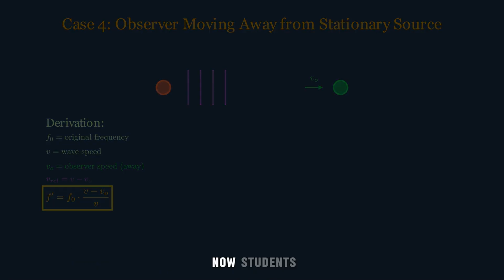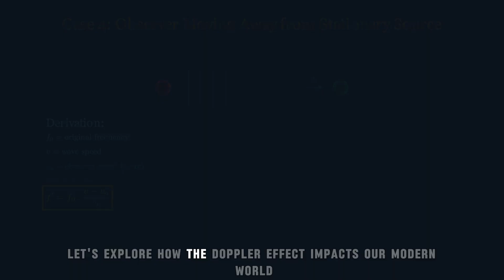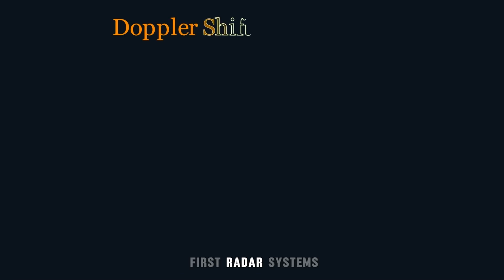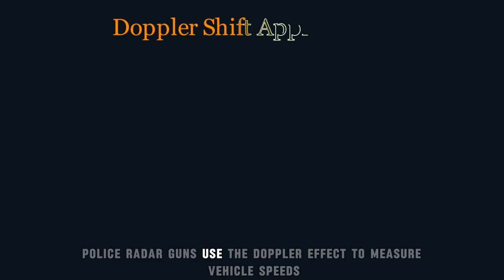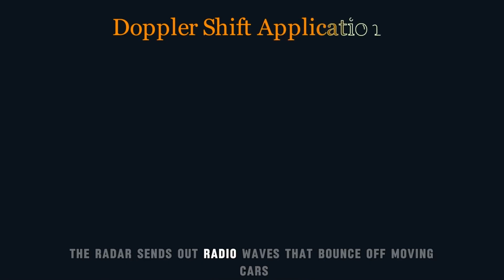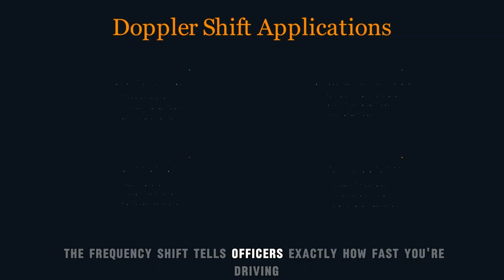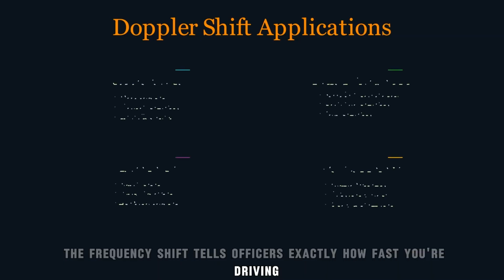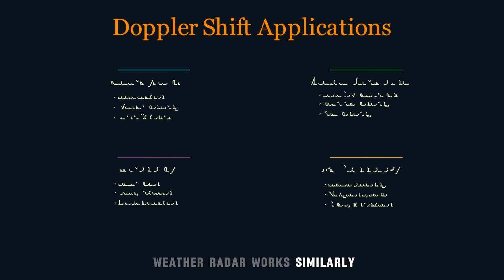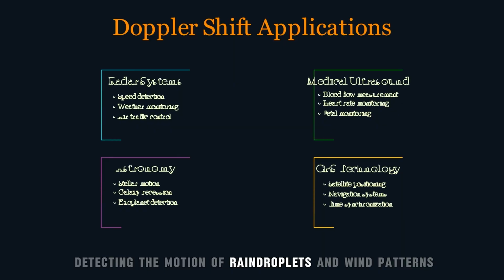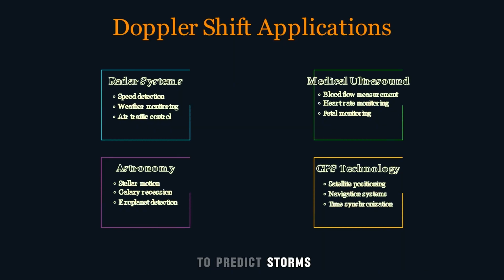motion. Now, students, let's explore how the Doppler effect impacts our modern world. This isn't just theoretical physics, it's technology you use every day. First, radar systems. Police radar guns use the Doppler effect to measure vehicle speeds. The radar sends out radio waves that bounce off moving cars. The frequency shift tells officers exactly how fast you're driving. Weather radar works similarly, detecting the motion of rain droplets and wind patterns to predict storms.